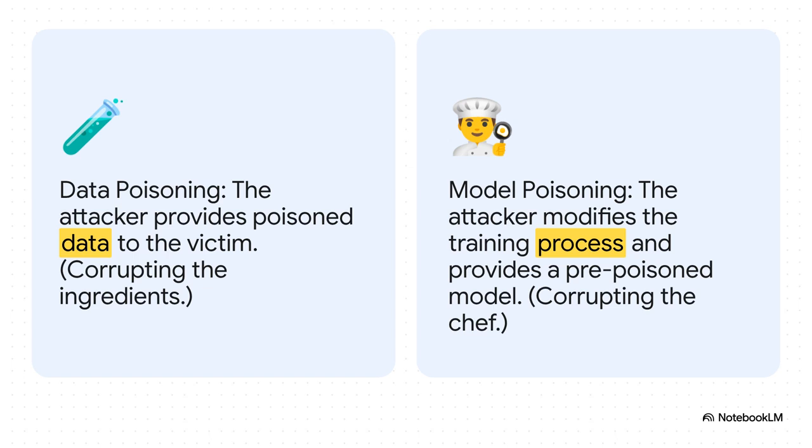But then you have model poisoning, which is way more direct. In this case, the attacker doesn't just mess with the ingredients, they corrupt the chef. They actually modify the training process itself and then serve up this pre-poisoned model, sometimes on public places like Hugging Face, just waiting for someone to download it.